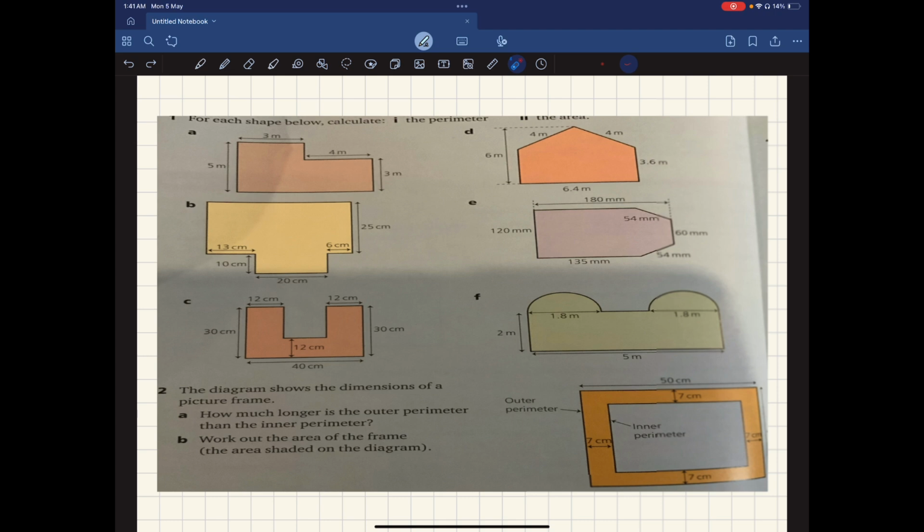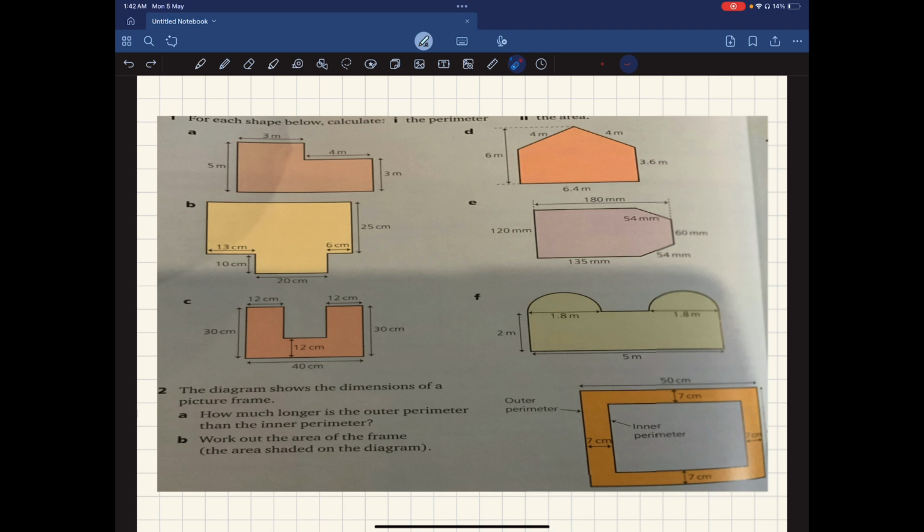Similarly, let's skip to part C. To calculate the perimeter, this is 12, 30, 40, 30, 12. You need to calculate these lengths. How are you going to do that? If this is 12 and this is 30, then 30 minus 12 is going to be this length. And to calculate this, if this is 12 and all of this is 40, then 40 minus 24 is going to give you this length. So you're going to calculate all the lengths first and then add them together to calculate the perimeter.